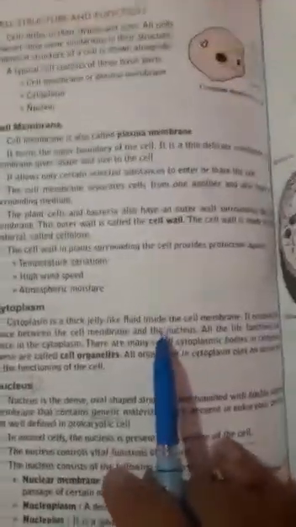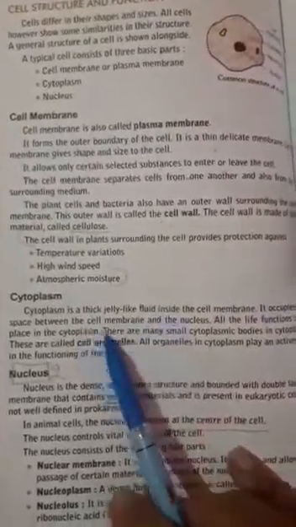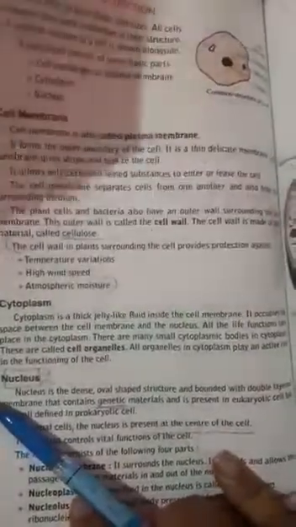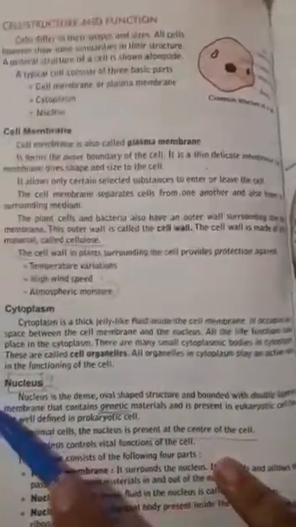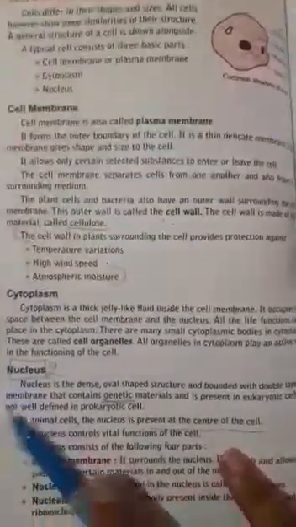Next is the cytoplasm. It is a thick jelly-like fluid which is present inside the cell membrane. It occupies the space between cell membrane and the nucleus. All the life functions take place in cytoplasm, and cytoplasm has many cell organelles in it. We will discuss all the cell organelles in detail.